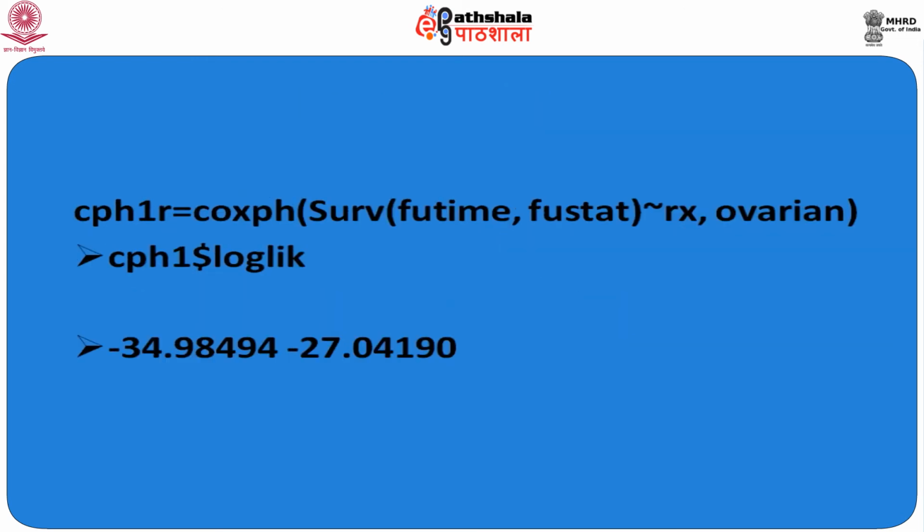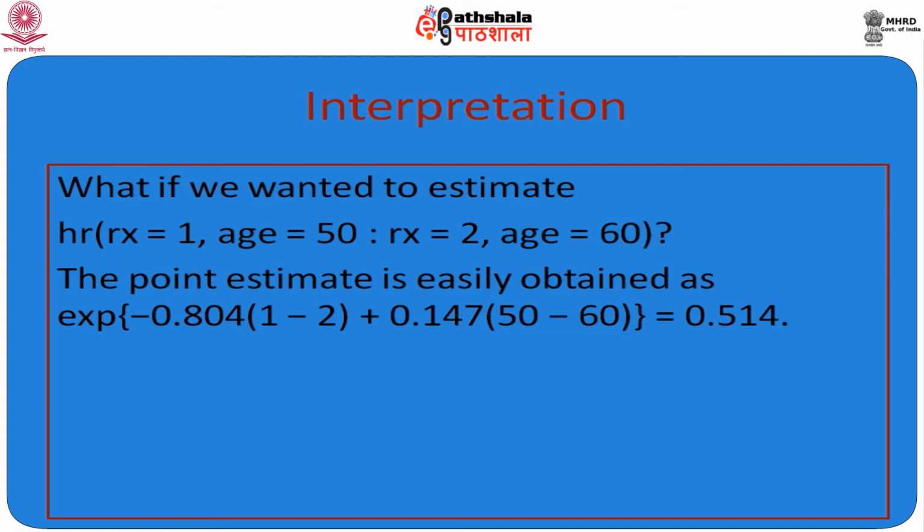So this way you can interpret the value; the point estimate is easily obtained as 0.141. So the hazard for an individual aged 50 years treated with treatment Rx1, in comparison to a person treated with Rx2 and aged 60, is 0.154, that is having 50% chance of dying, as given by this interpretation.